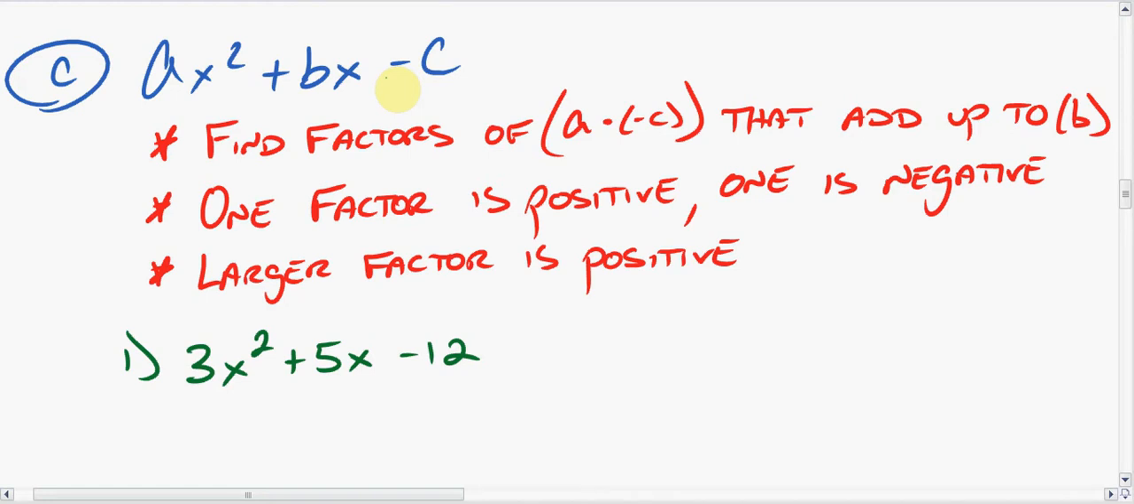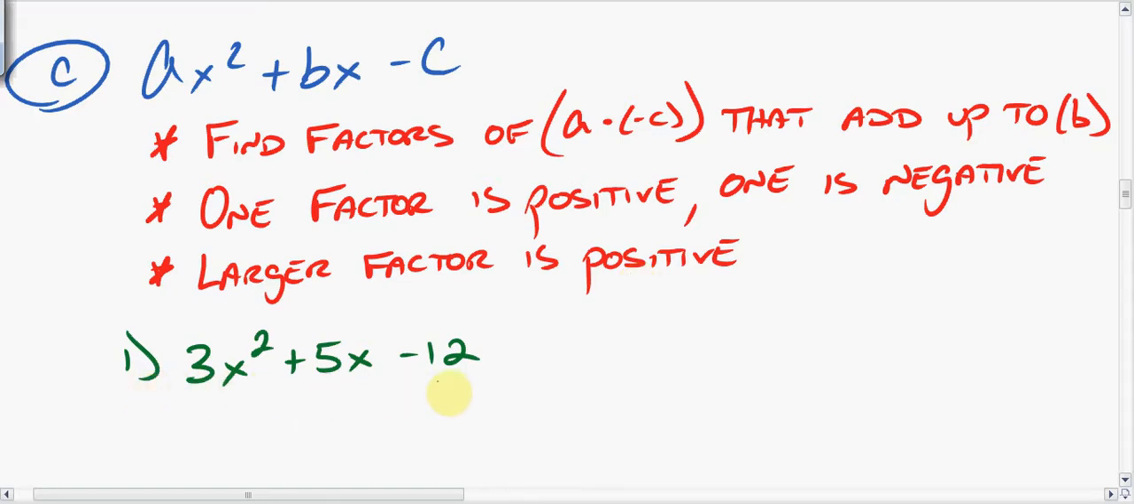This is section 4.4 part 2, where we're going to continue factoring trinomials with a leading coefficient that is not 1. All right, so we're going to look at the form ax squared plus bx minus c. Because we have a minus, we know we're going to have one positive factor, one negative. So we want to find the factors of a times negative c. One factor is going to be positive, one's going to be negative. Those factors will add up to a positive b, so that's going to tell us the larger factor is going to be positive.